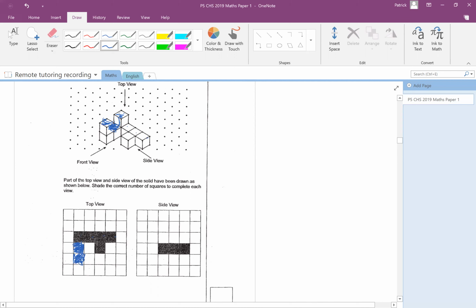Then next for the side view. The side view, you will be able to see 1, 2, and 3. This one you don't need to include. Why? Because this one is already being covered by the box in front of it. So 1, 2, 3 is correct, what you see here.